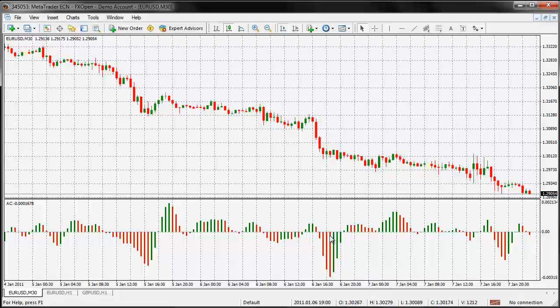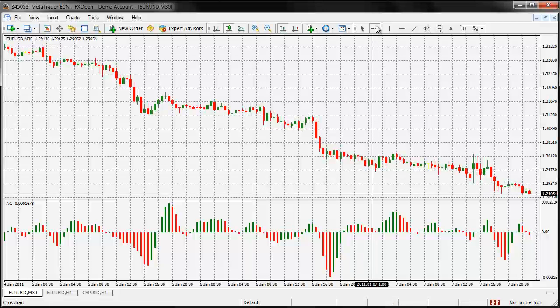Now this is okay to a degree, but you really need to filter these strategies to the point where you can take out any possible losses. And let me give you an example.